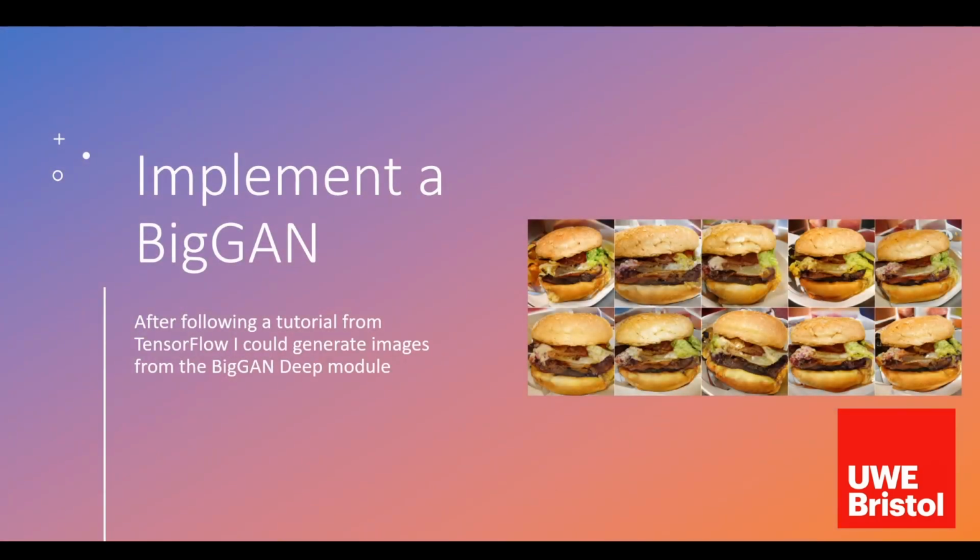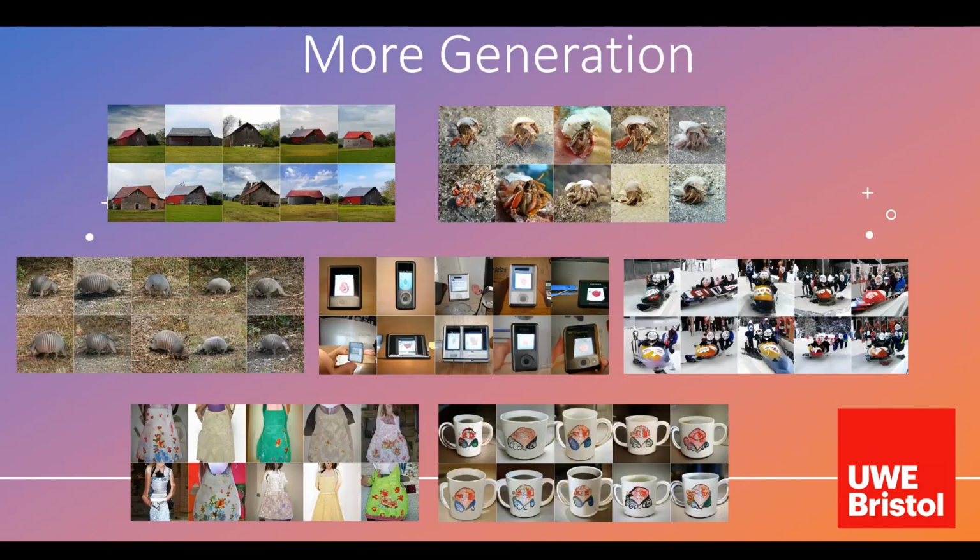from my dataset. However, I was able to set up a BigGAN network, which takes in from the BigGAN deep module dataset, and was able to produce lots of different generative images. So here we've got a sample of burgers, which was their suggestion to get started, and then here are some other ones. We got barns, crabs, armadillo, iPods, bobsled, aprons, and cups of tea, which are all generated from that BigGAN deep dataset.